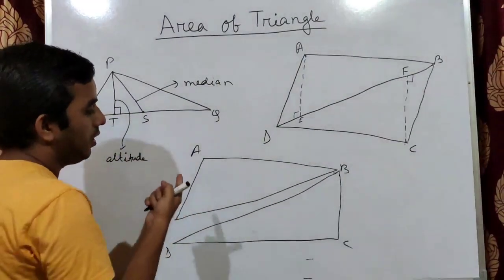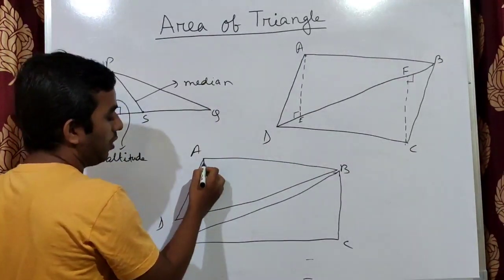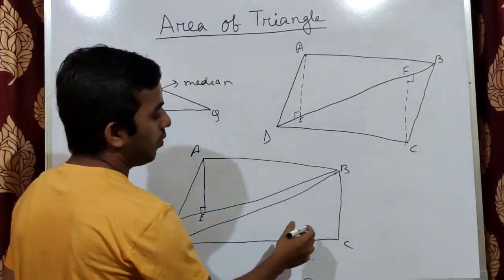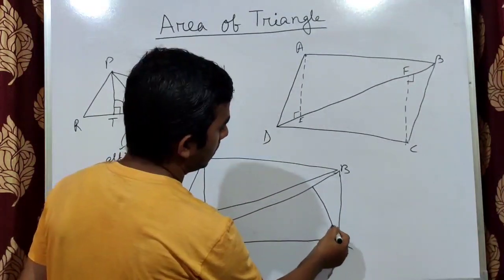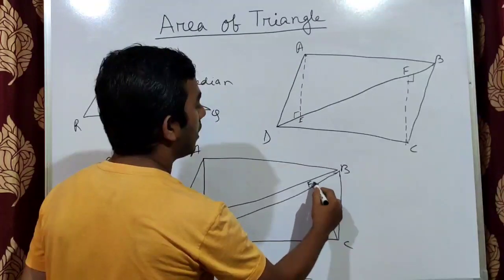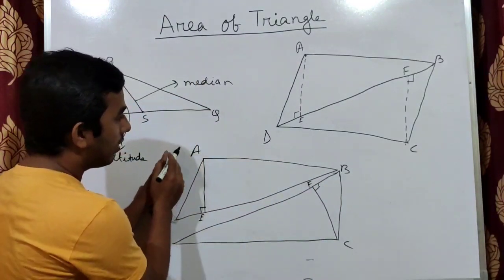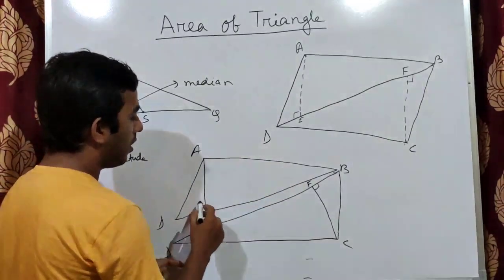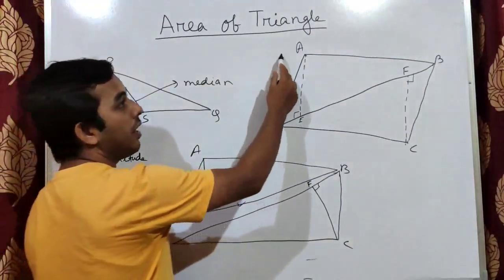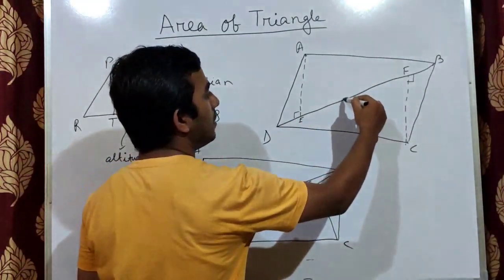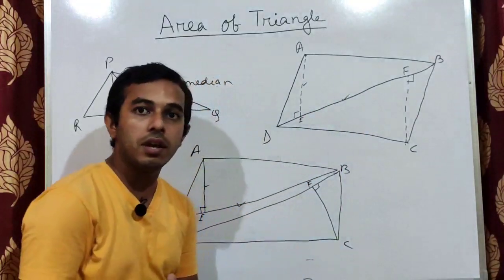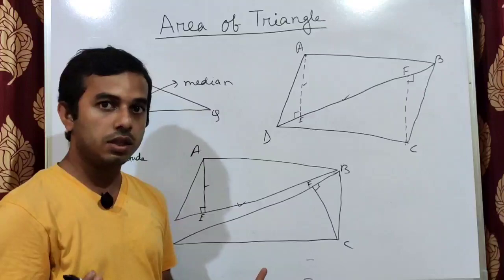Okay, look at this figure also. We have drawn this altitude, the name of this is AE, and we have drawn another altitude also, and the name of this altitude is CF. Now for this triangle ABD, this diagonal is the base and this is the altitude. So we know the area of a triangle is half into base into height.